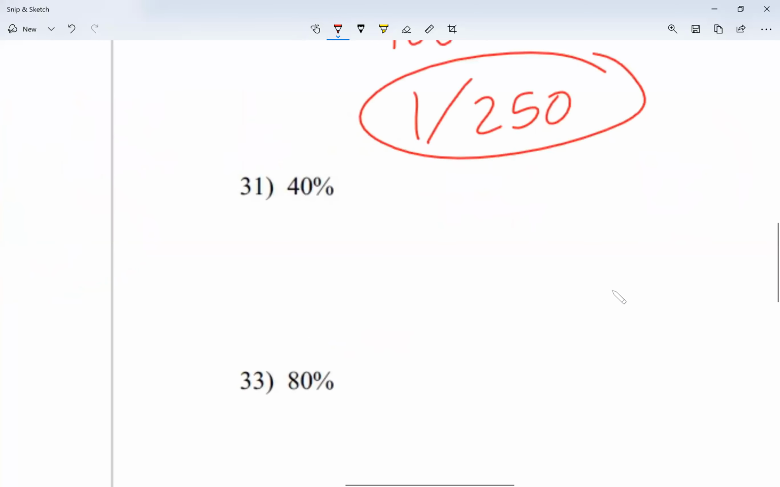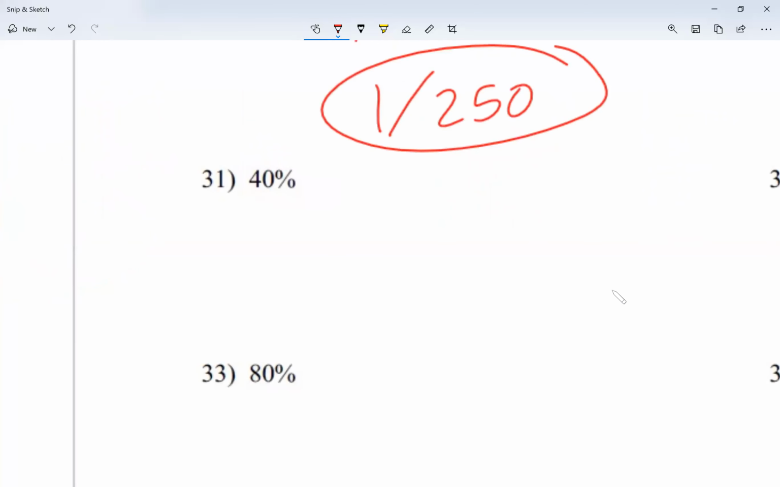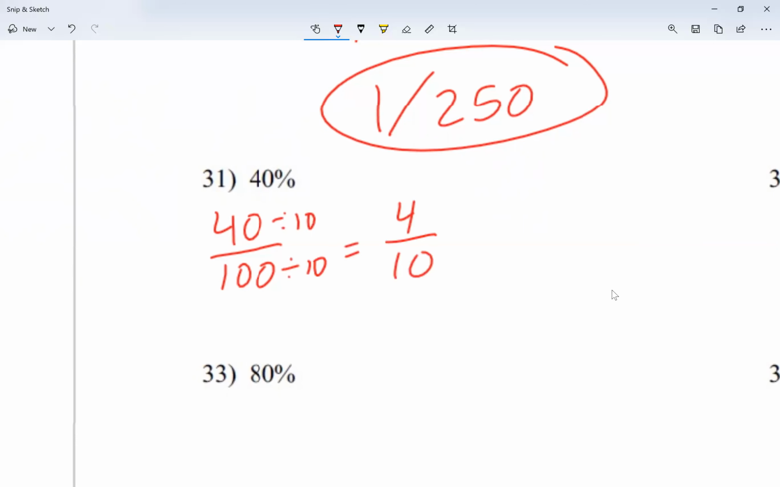Let's take a look at number 31. I'm going to start this as 40 over 100. To begin with, I noticed that they both end with a 0. Some previous teachers might have said, cancel the 0 at the end. In reality, what we do is we're going to divide by 10. So that gives me 4 over 10. Like I said, some teachers like to say, just cancel the 0 at the end. Okay, yeah, we do that. But mathematically speaking, in order for us to cancel the 0, we're technically dividing by 10.